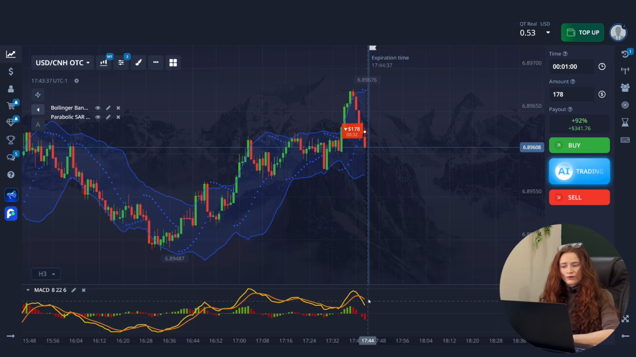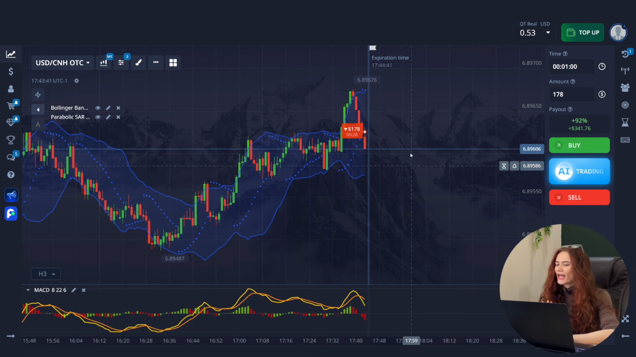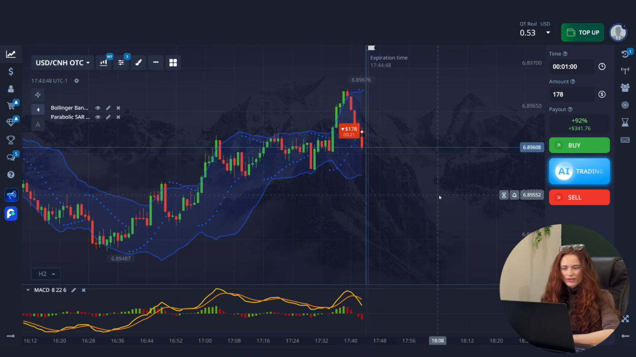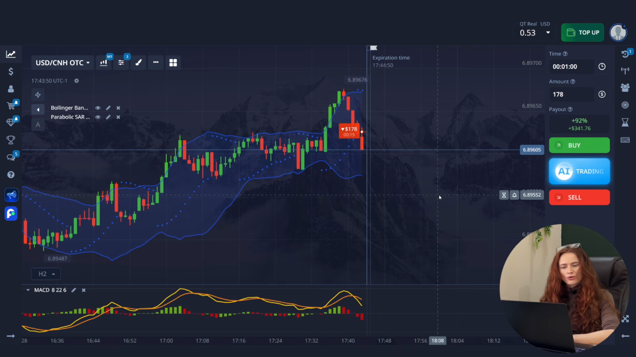And while the trade runs, an important note on pair selection. This strategy works on any currency pair, there are no restrictions. But there's a nuance. Bollinger Bands is the primary signal. The other two only confirm it. So you always look at the boundaries first. Did the price break out or not? And only then you check SAR and MACD. This order of checks saves time and removes unnecessary doubt.